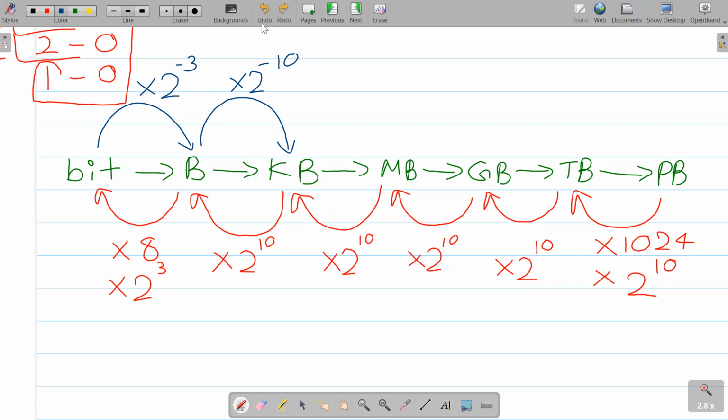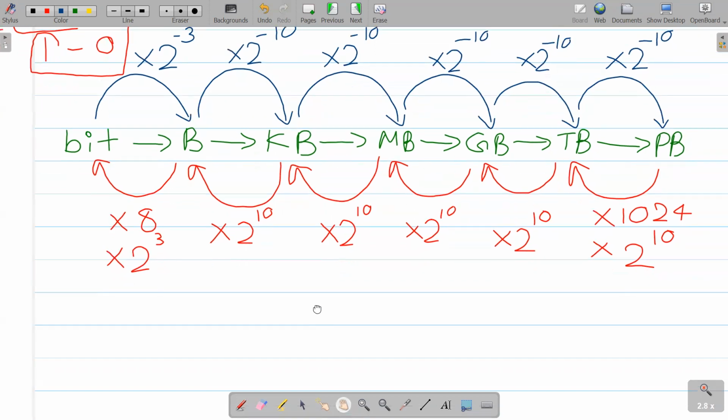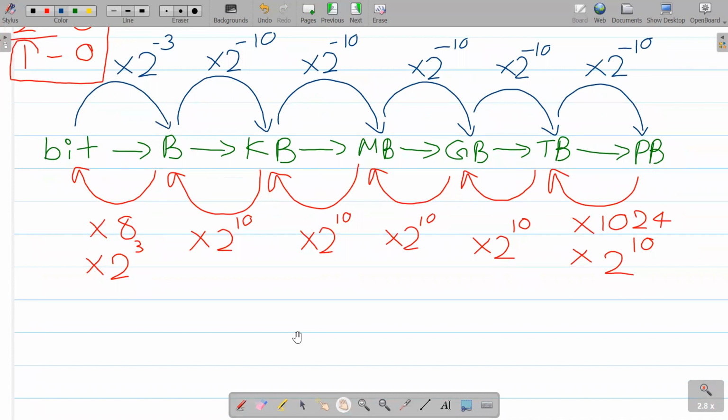Right? So from kilobyte to megabyte, multiplied by 2 to the power minus 10. Megabyte to gigabyte, multiplied by 2 to the power minus 10. Gigabyte to terabyte, multiplied by 2 to the power minus 10. Terabyte to petabyte, multiplied by 2 to the power minus 10. So now the tasks are easy. A piece of cake with this kind of thing, right?